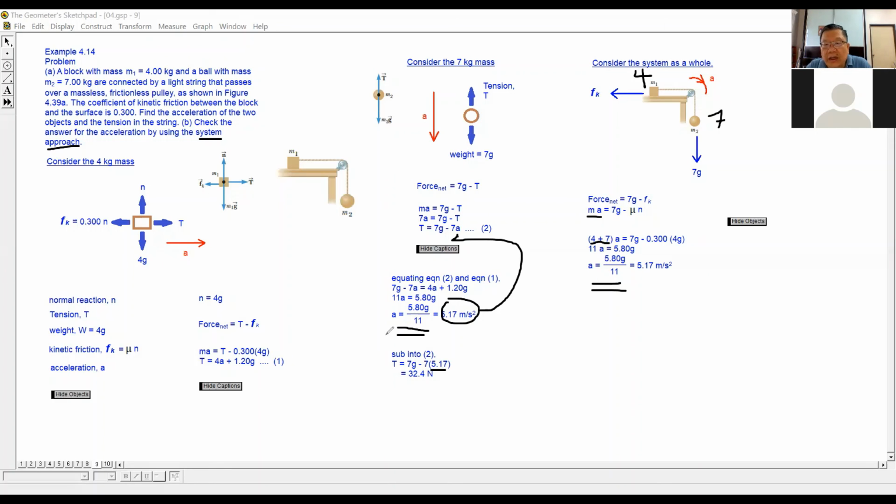So whether you are looking at the system as a whole or you are looking at the individual objects, the acceleration is consistent, right? Looking at the objects individually, you will get the acceleration. If you look at the system as a whole, you will also get the same acceleration. So it is consistent. Any questions so far?